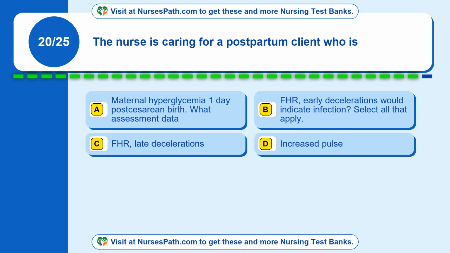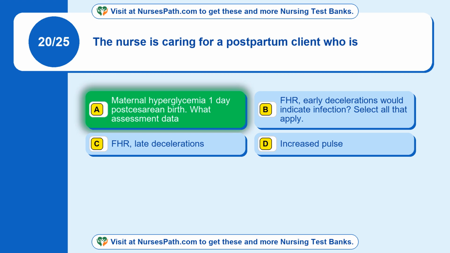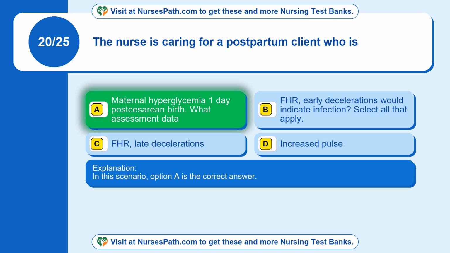Question 20. The nurse is caring for a postpartum client who is at high risk for infection. What assessment data would indicate infection? Select all that apply. Option A. Maternal hyperglycemia 1 day post-cesarean birth. Option B. FHR. Early decelerations. Option C. FHR. Late decelerations. Option D. Increased pulse. The correct answer is option A. Maternal hyperglycemia 1 day post-cesarean birth. In this scenario, option A is the correct answer.